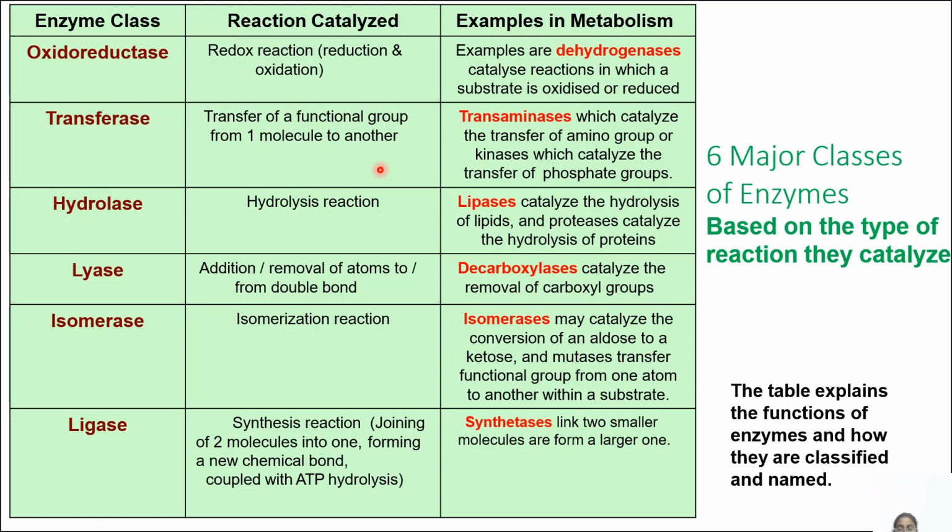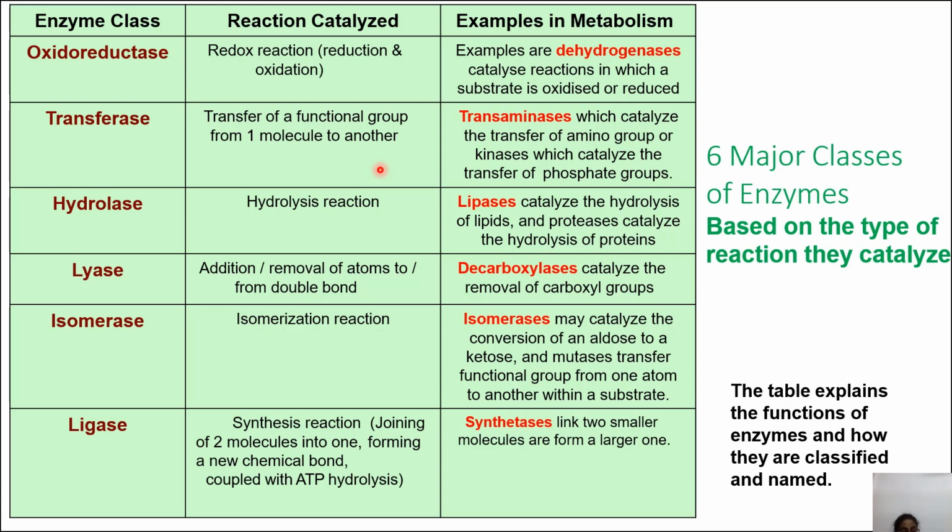There are 6 major classes of enzymes based on the type of reaction they catalyze. Oxidoreductase is a redox reaction, reduction and oxidation. Examples are dehydrogenases, which catalyze reactions in which the substrate is either oxidized or reduced. Transferase transfers a functional group from one molecule to another, like transaminases, which catalyze the transfer of an amino group, or kinases, which catalyze the transfer of phosphate groups. Hydrolase catalyzes hydrolysis reactions. Lipases catalyze the hydrolysis of lipids, and proteases catalyze the hydrolysis of proteins.